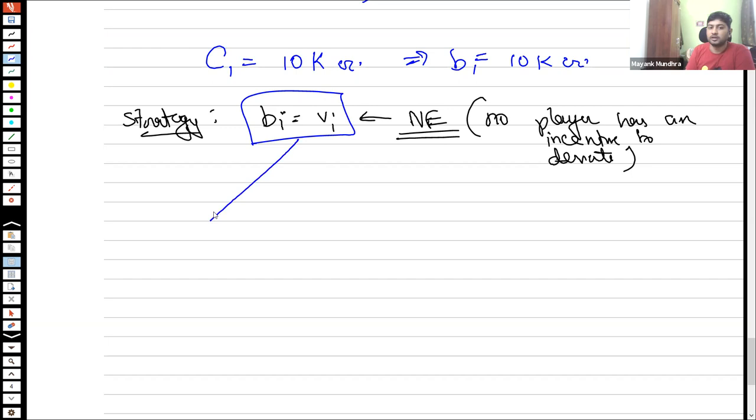So suppose player one bids his own valuation, and suppose VI is equal to V1, that is, it is the highest bid. Then the utility of agent I becomes V1 minus V2. He gets a utility equal to his valuation, but he pays a price equal to the second highest valuation. And when his valuation is not the highest, then his utility is zero.